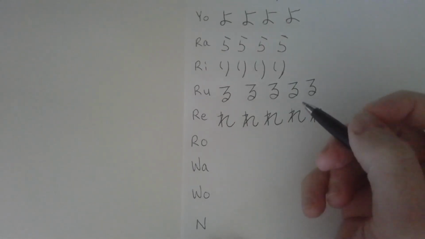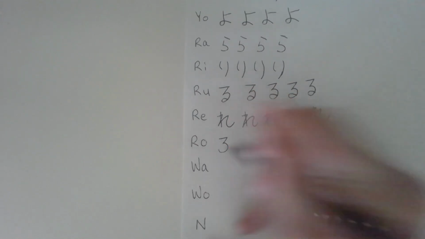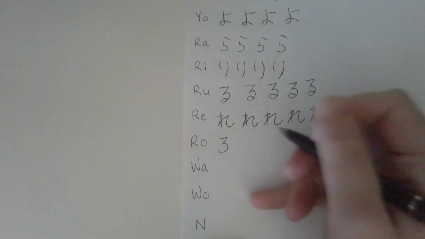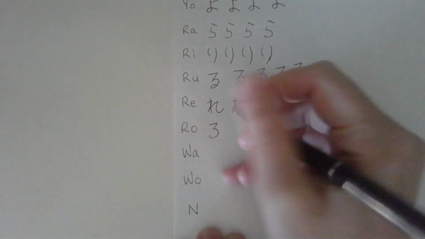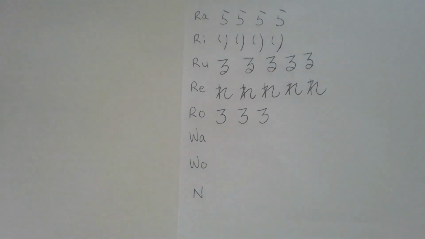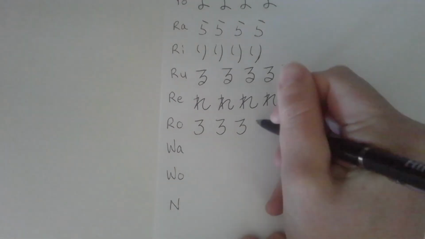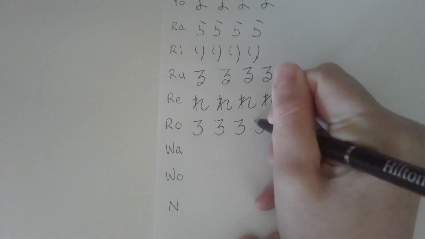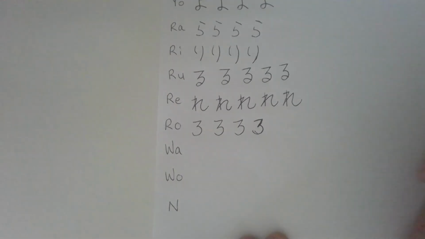Alright, and ro is like that. It's like a 3. But there's no loop-de-loop at the end, so this one's ro. But of course, when you write this, you don't want to just write number 3. It has to be curved, you know, like that.